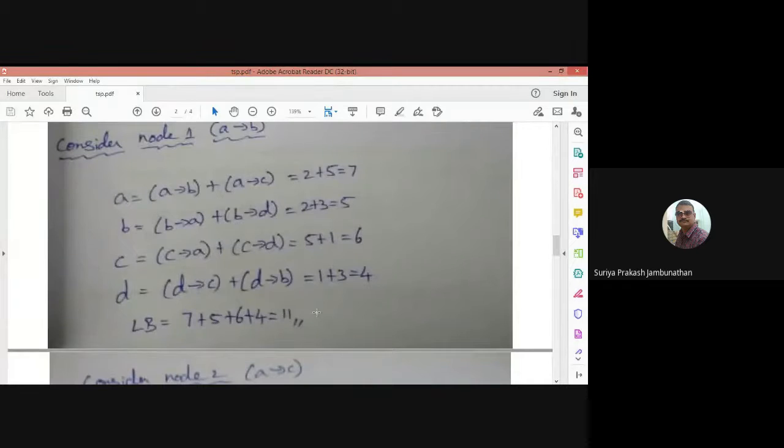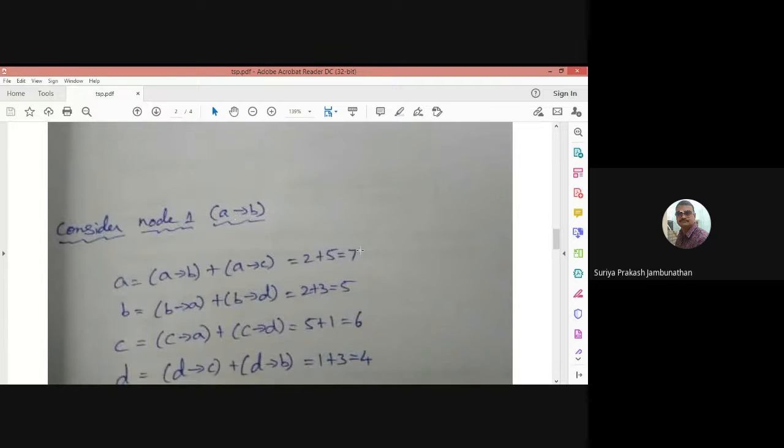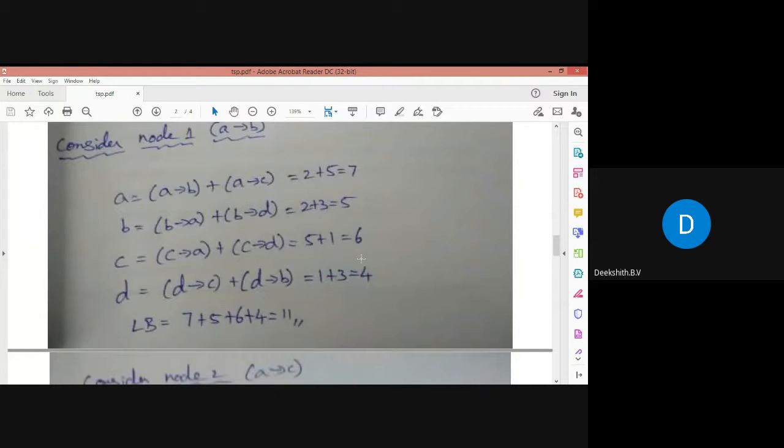So when you are considering the A to B path, the answer is 7 plus 5 plus 6 plus 4. Is it equal to 11? No, sir, it is not equal to 11.